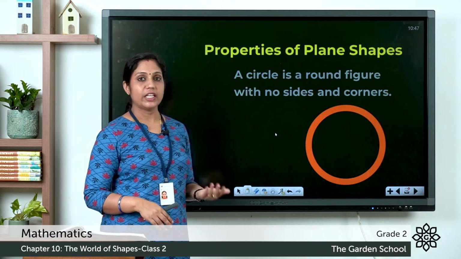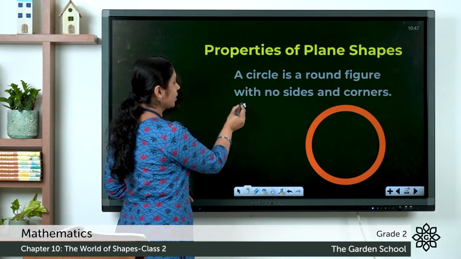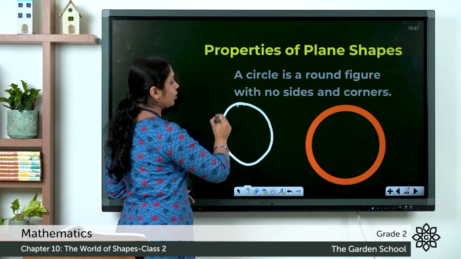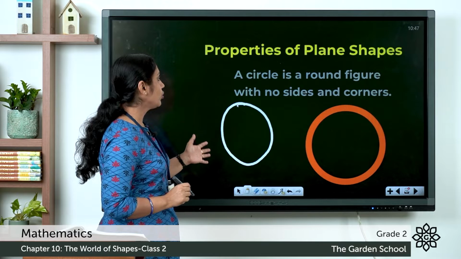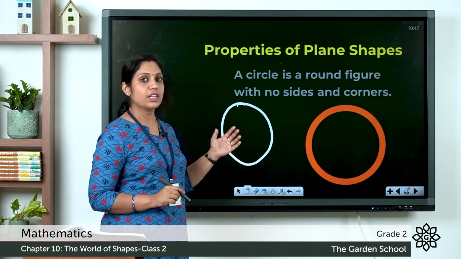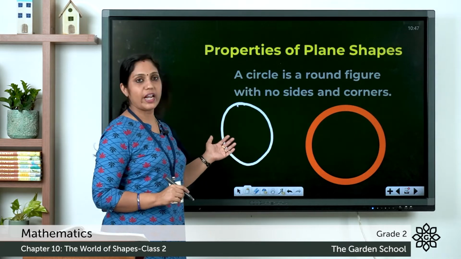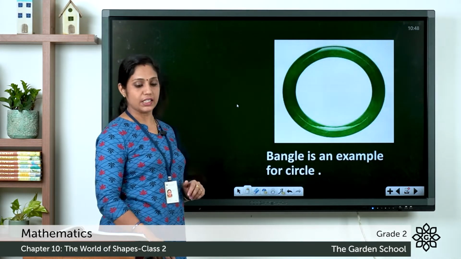Now let's learn about the next shape, that is a circle. So how can we draw a circle? This is how we draw a circle. So we can say that in a circle there is no side. It is a round figure with no sides and no corners. So a circle doesn't have any corner or any side. A bangle is an example for circle.